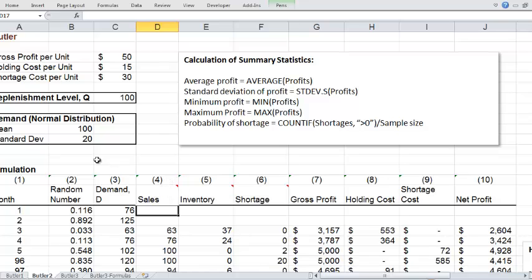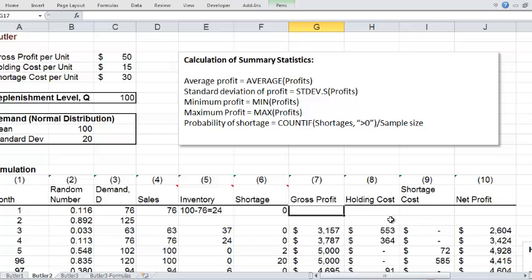Now here, we're trying the replenishment level of 100 units. And the demand happened to be 76 in the first month. Remember, the sales is the smaller number between D and Q. So obviously, we should have 76 here. The inventory is what's left over. And remember, that's Q minus sales. So we had 100. So we sold 76. 100 minus 76 is 24. And now the shortage is 0 because we have inventory.